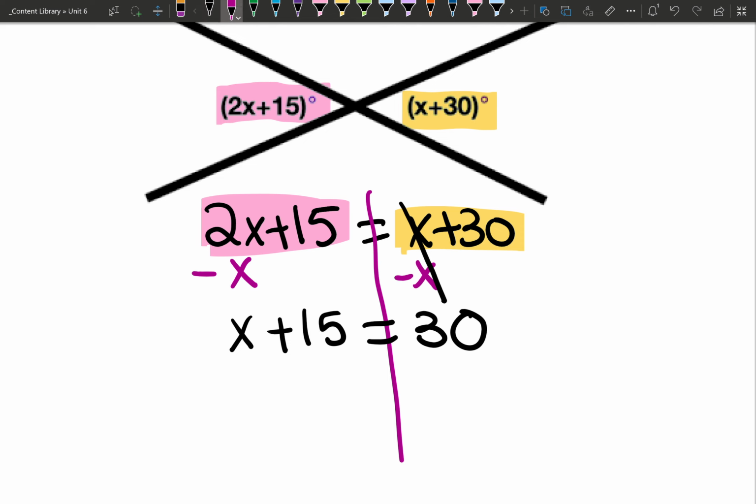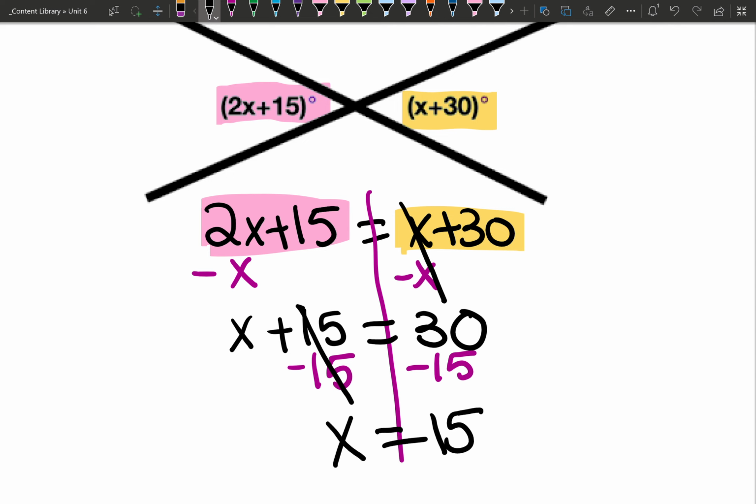If you thought we should subtract 15 from both sides, you're right. Let's do it. And we get that x equals positive 15. Now, you could have started this problem by subtracting 15, subtracting 30, subtracting 2x. Regardless, you would have ended up with the same answer as me.